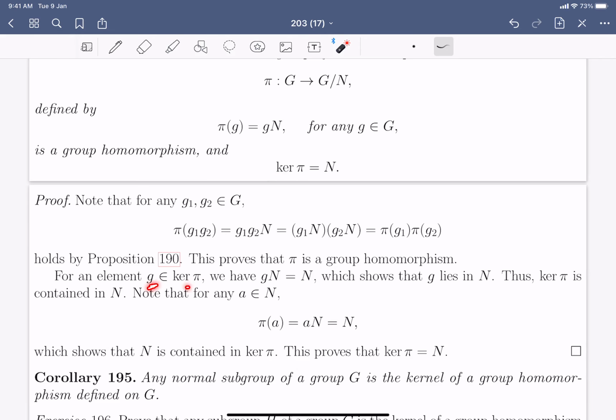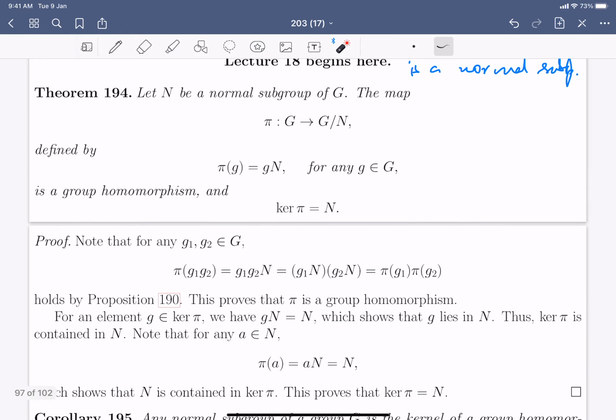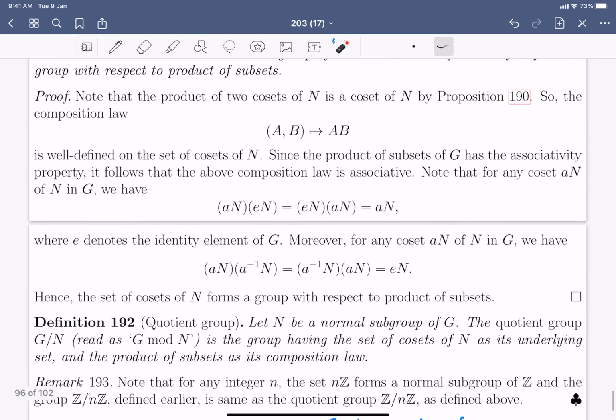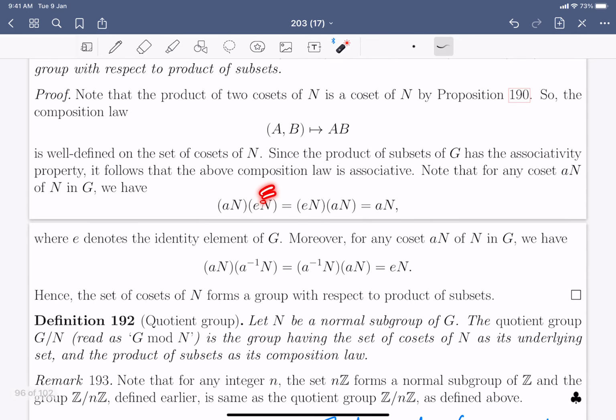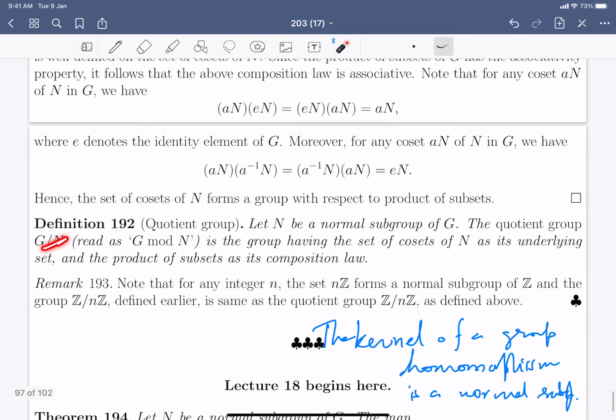So let's take an element g from the kernel. Then we know that pi of g is the identity element, right? But this is the identity element of the group G mod N. What is the identity element of this group G mod N? We have already discussed here. So we know that e times N, which is equal to N. So N is the identity element of the group G mod N.